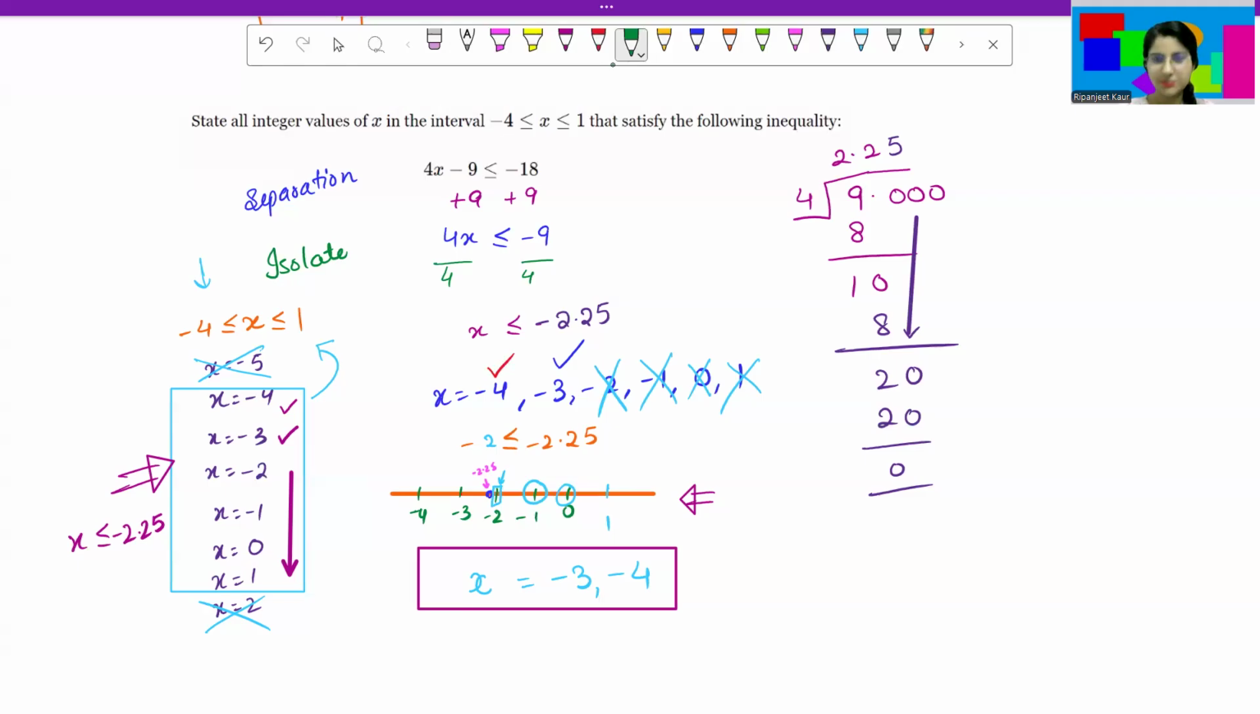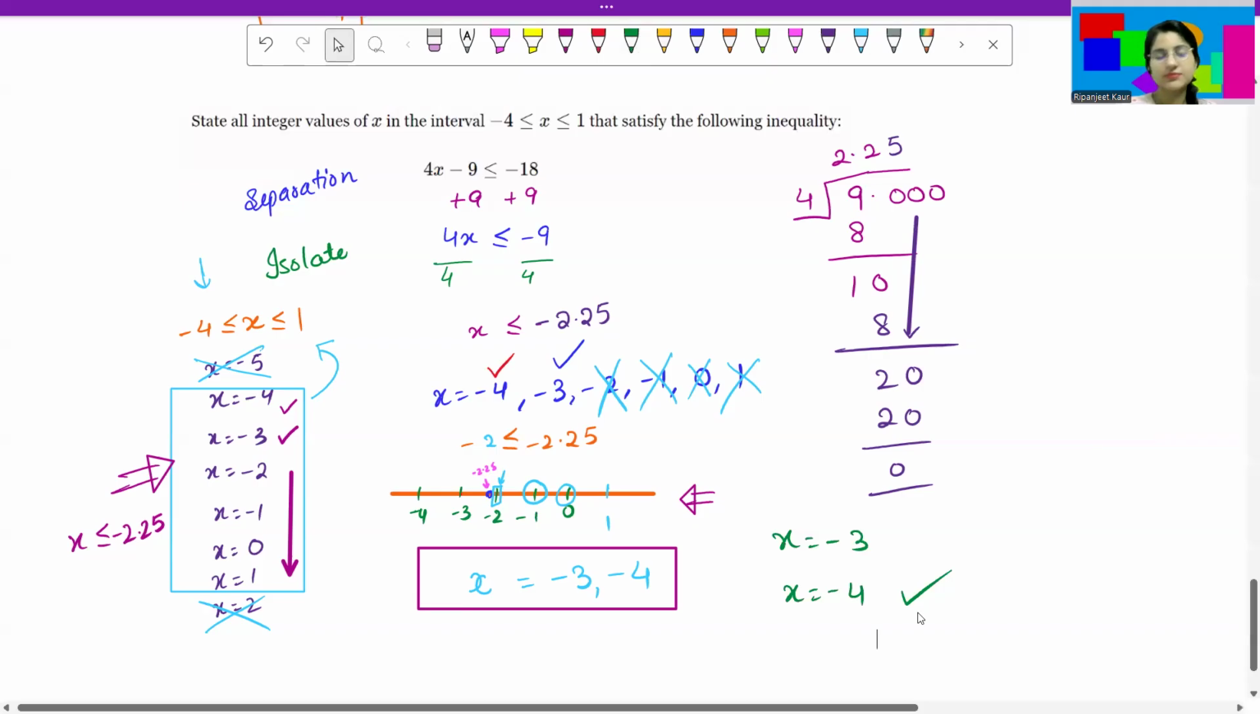Very good. And then the ones that do will be the answer. In this case, x equals negative 3 and negative 4. Yes, so there are two solutions in this case. Number one is x equals negative 3, number two is x equals negative 4. And that's what we wanted to find out. Any question at any point? No. All right, please take a note of this.